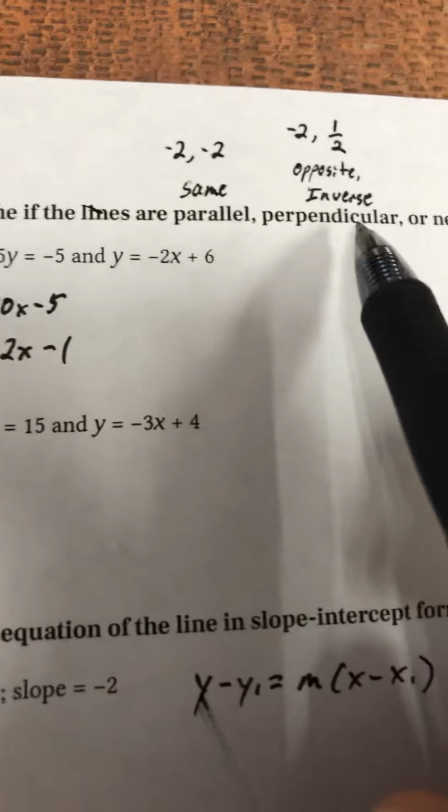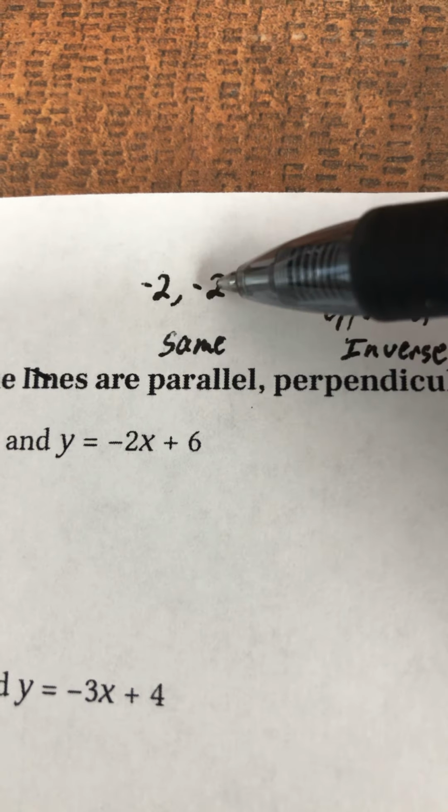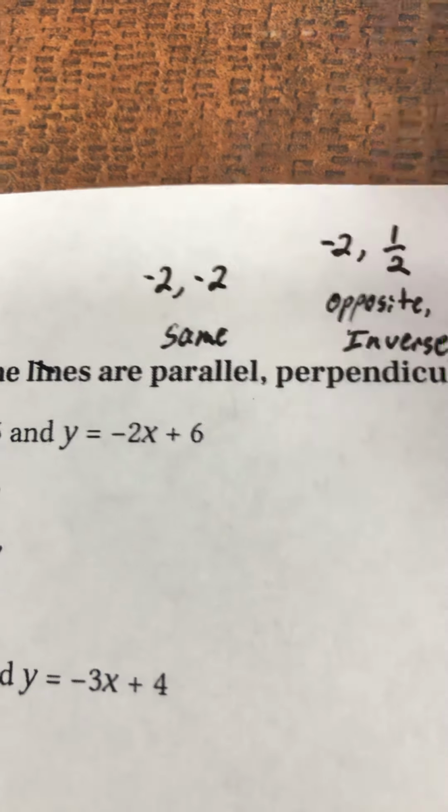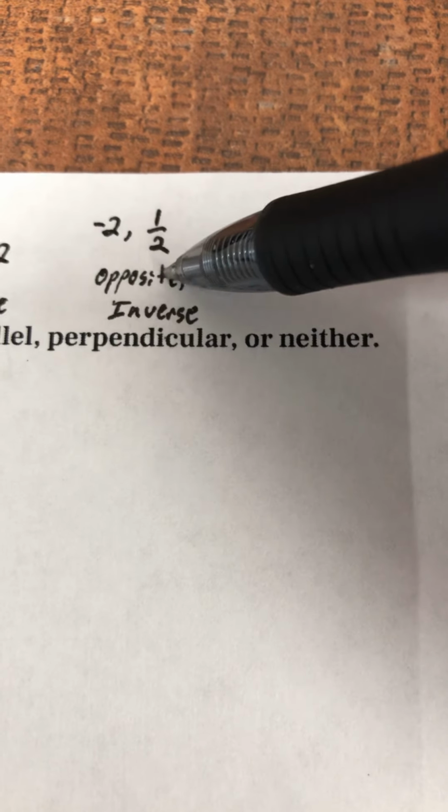Okay, number 4 and 5. Determine if the lines are parallel or perpendicular or neither. I have an example of parallel. An example would be if their slopes were the same. So negative 2 and negative 2, that would be the same. And then remember, perpendicular is the opposite inverse.